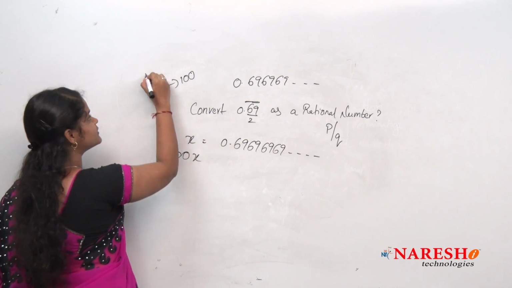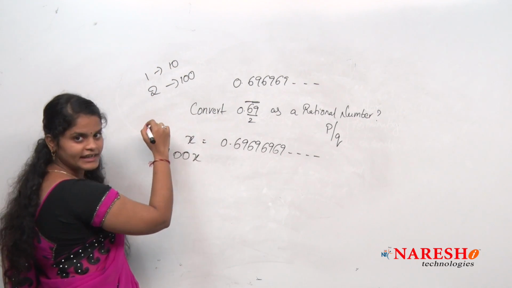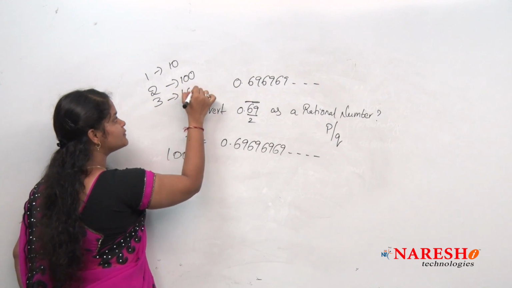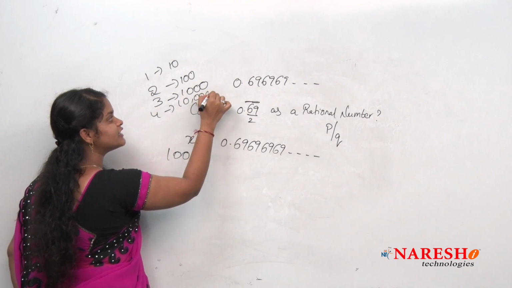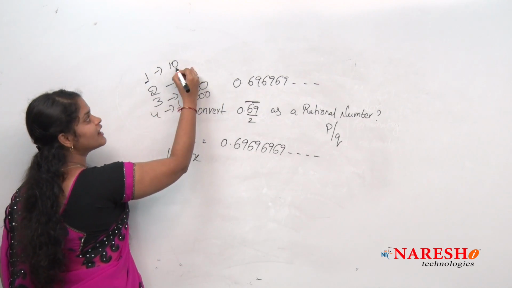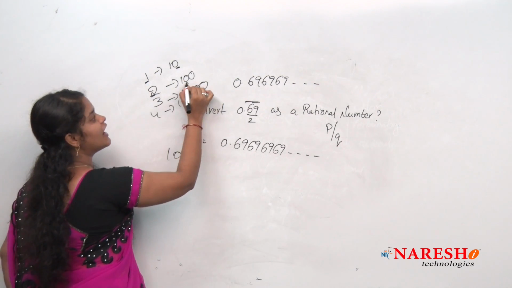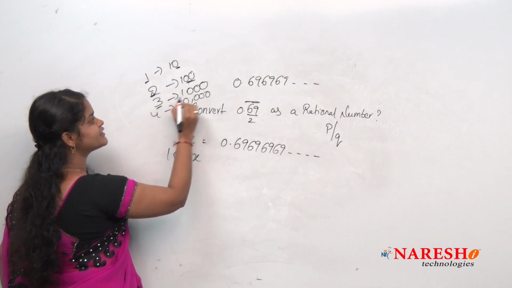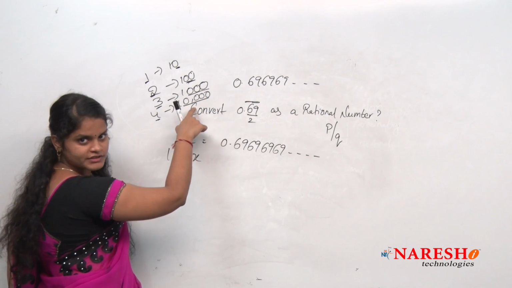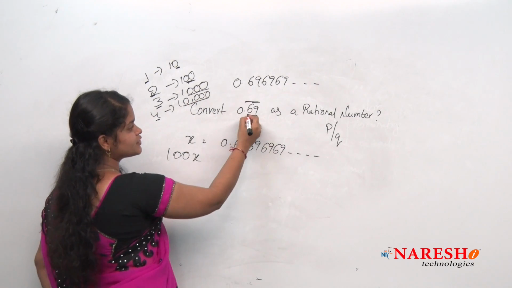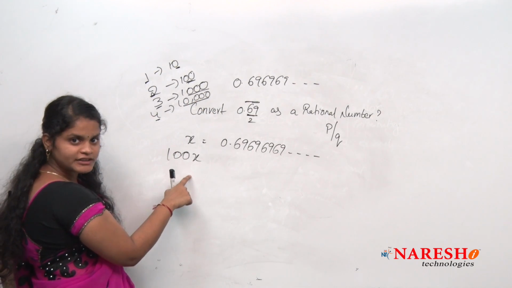If there is one number, I'll multiply by 10. If there are three numbers, I'll multiply by 1000. If there are four, I'll multiply by 10,000. See, for one number I should get one 0, for two numbers two zeros, for three numbers three zeros, and for four numbers four zeros. Now it is 2, right? So I should multiply it by 100.